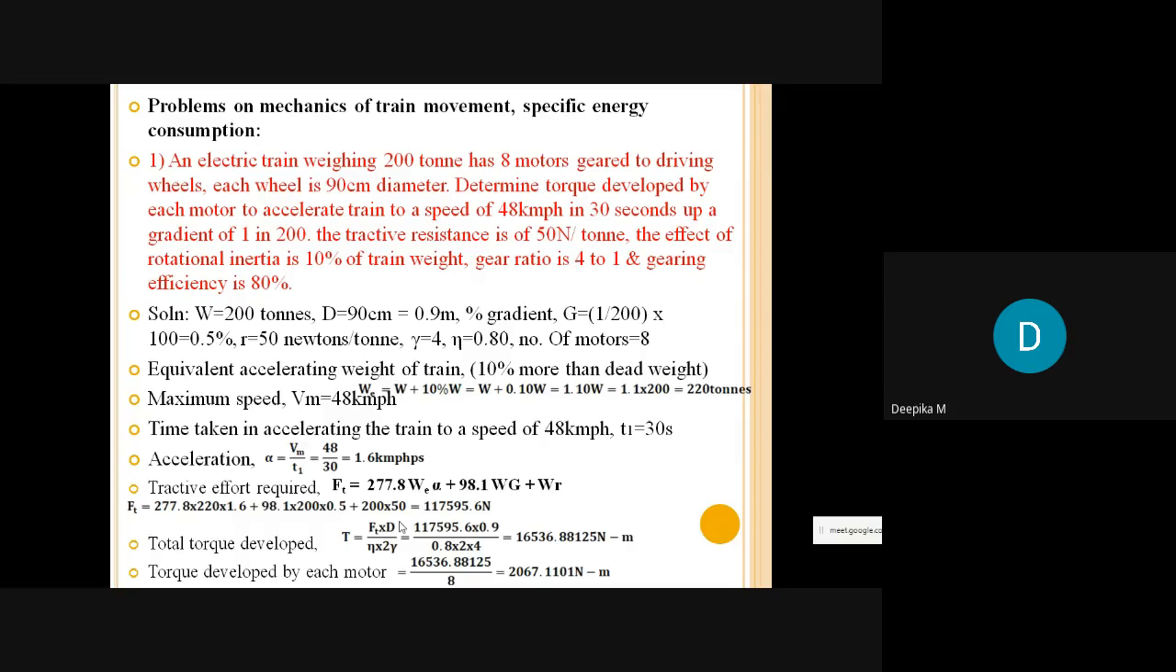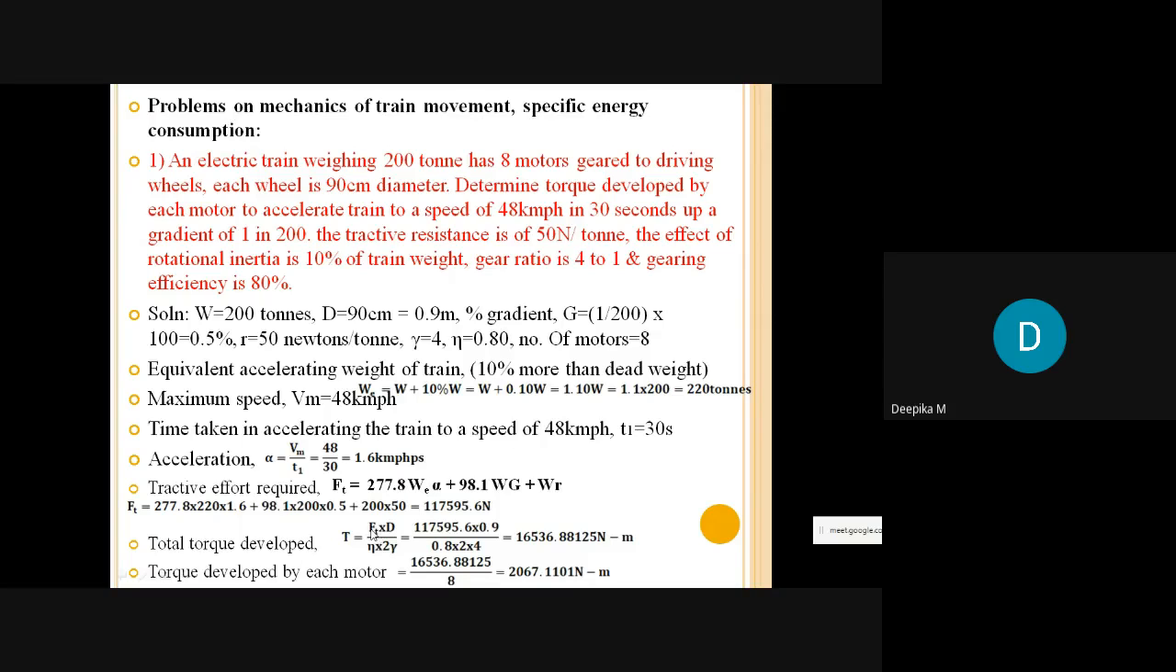Hence we have calculated the problem. Hence we have calculated the torque. Like this we have to go on. So you can see here, to calculate the torque we will require the tractive effort required, and the remaining terms will all be given.